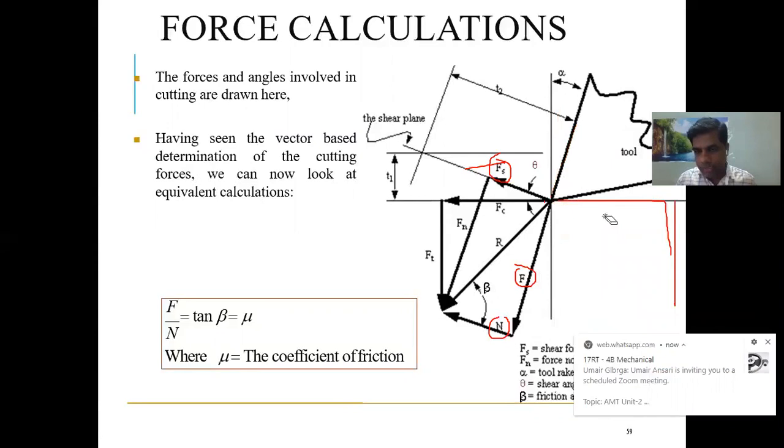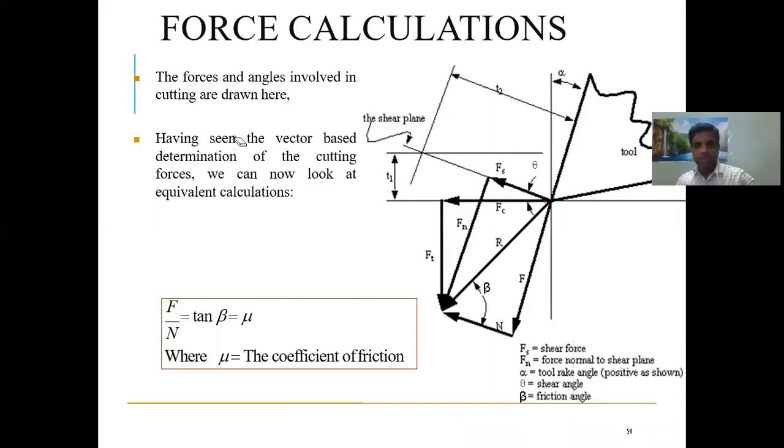I'm removing these angle lines. Please note it down, but don't take much time. I'll give you 2 minutes to note it down.